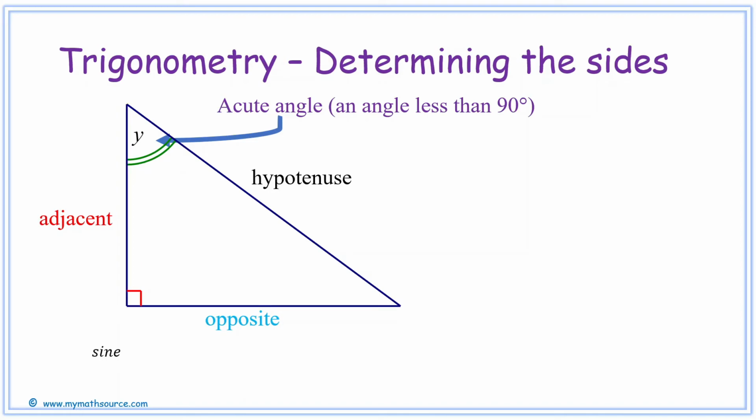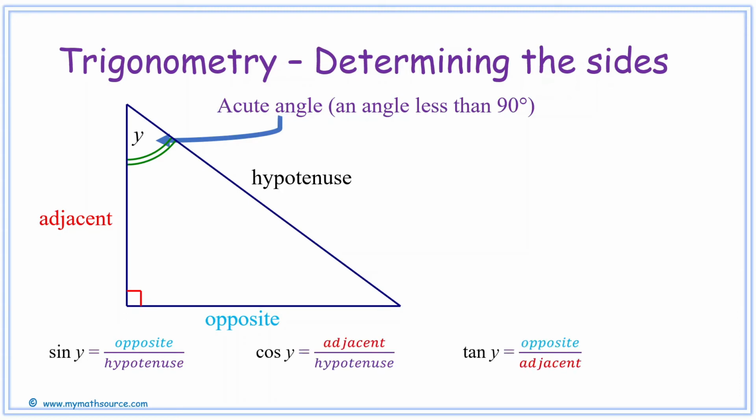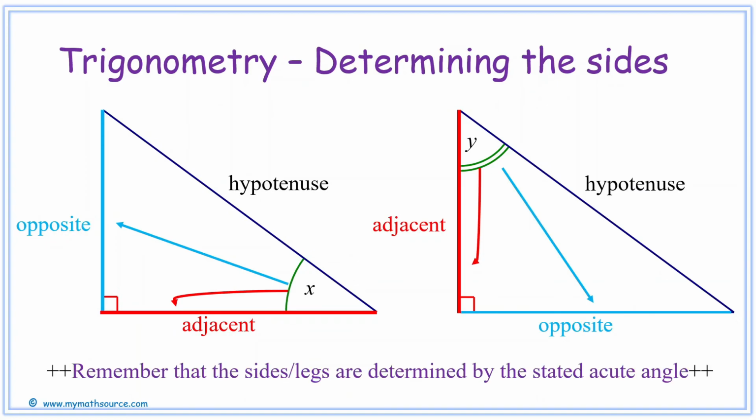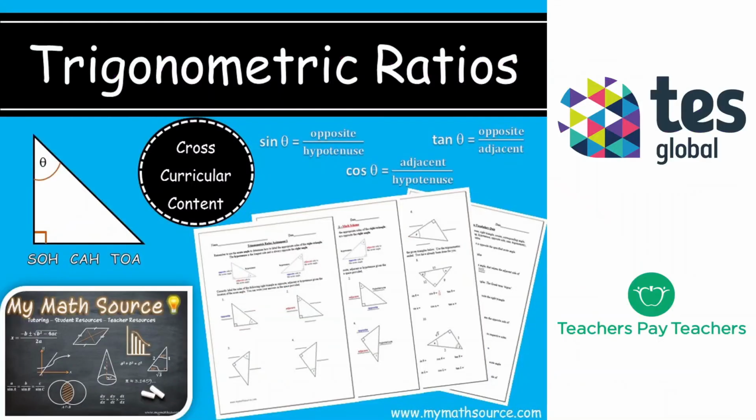Similarly, we can also determine our sine, cosine, and tangent, and therefore also our trigonometric ratios. But for this scenario, with the different acute angle, instead of sine x, we will have sine y equals opposite over hypotenuse, cosine of y equals adjacent over hypotenuse, and tangent of y equals opposite over adjacent. We can still use the acronym of SOHCAHTOA, but because our acute angle has changed, our sides have changed also. Sometimes having them right next to each other can help us to spot the difference. Remember that the main difference is that the sides of the legs of the triangle are determined by the stated acute angle.